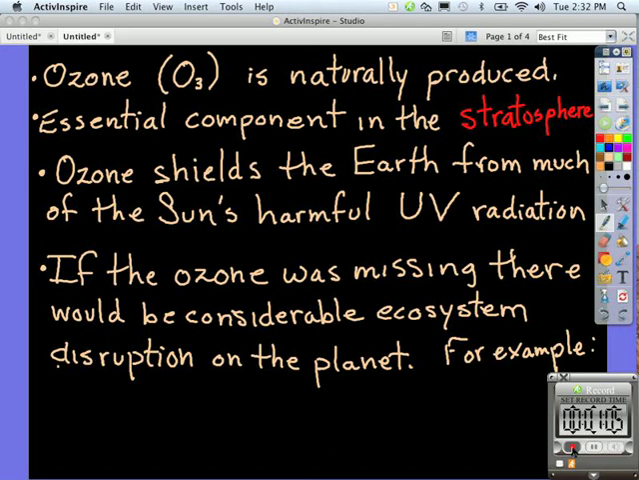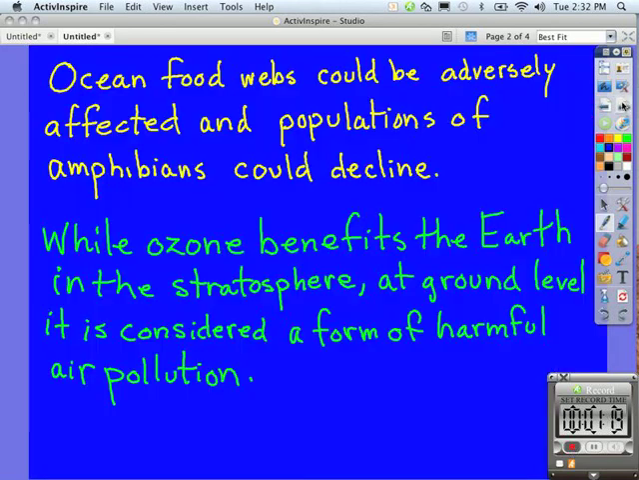Also, if the ozone was missing, there would be a considerable ecosystem disruption on the planet. So some of the ecosystems we talked about last semester would be disrupted. For example, ocean food webs could be adversely affected and populations of amphibians could decline. Amphibians breathe through their skin, and so they're particularly susceptible to this type of ozone pollution here in the troposphere at ground level. While ozone benefits the Earth in the stratosphere, at ground level, it is considered a form of harmful air pollution.